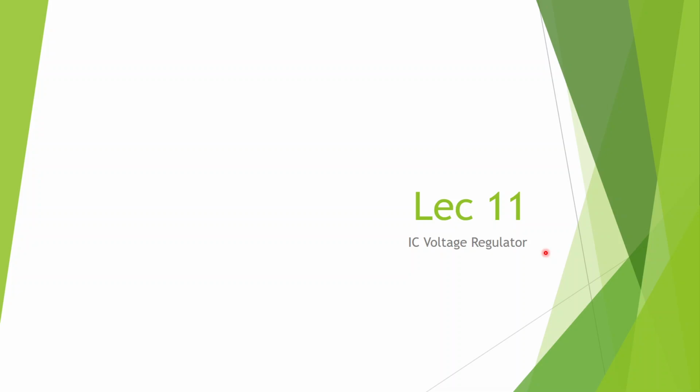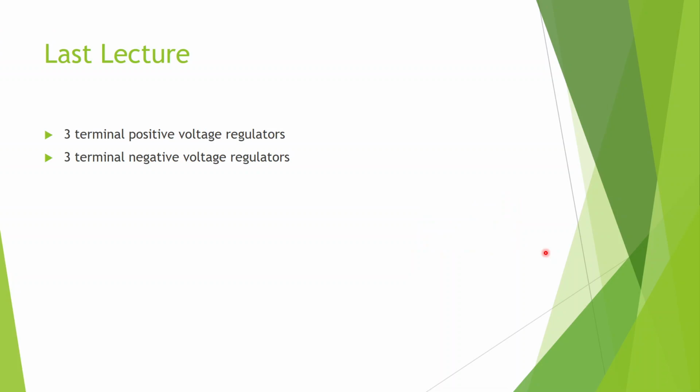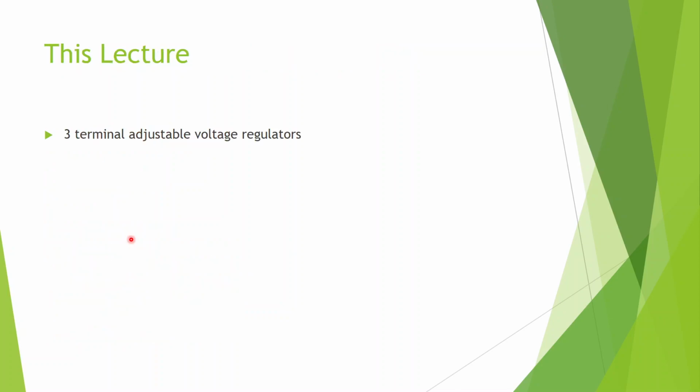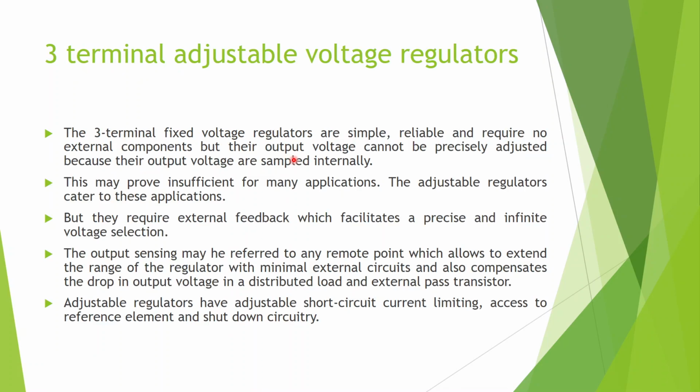Welcome to our next lecture on IC voltage regulator. In the previous lecture we studied these two topics, 3-terminal positive voltage regulators and 3-terminal negative voltage regulators. In today's lecture we shall take up the next topic, which will be 3-terminal adjustable voltage regulators. The topics given in red color are the topics which we have finished. So, this lecture we will study 3-terminal adjustable voltage regulators.